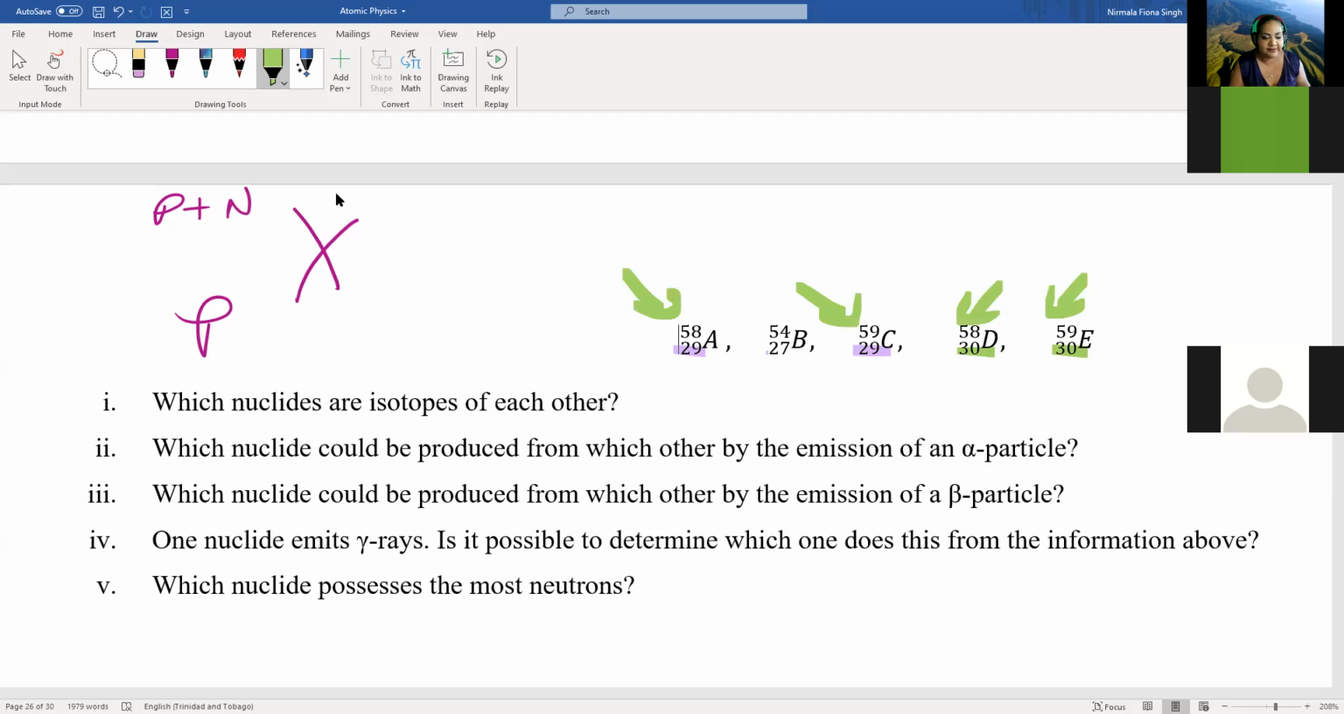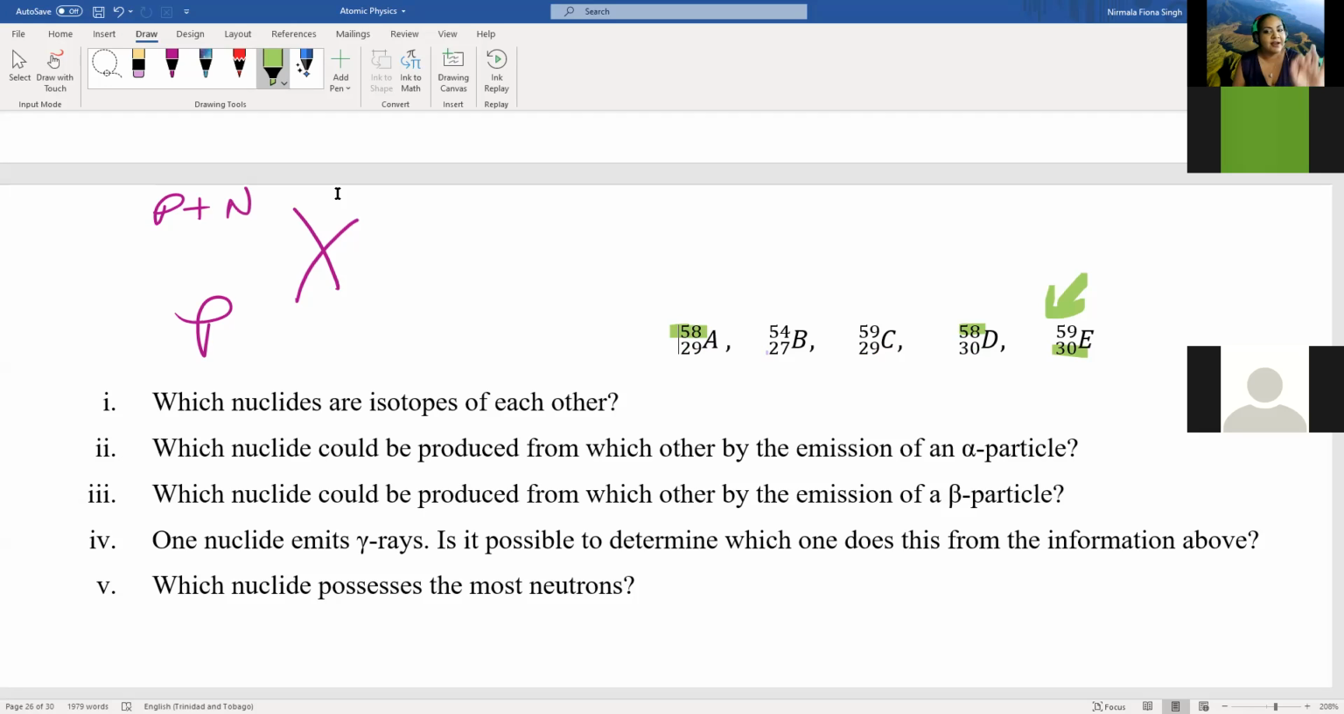Funny enough, this is where students would get a little confused. They say, look, A has 58 at the top, and D has 58 at the top, so obviously they must be related. No. This simply means when we add our protons and neutrons, we get 58. We can get different numbers to add up to the same thing: 5 and 5 is 10, 4 and 6 is 10, 1 and 9 is 10.